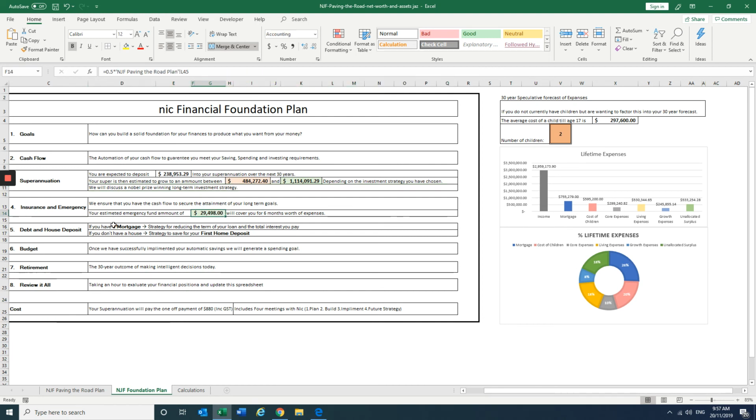The next is my emergency fund. If I'm spending $60,000 a year, my estimated emergency fund of $29,498 covers 6 months worth of expenses in case something happens to me and I can't work for 6 months. Home, yep, paying off your mortgage quicker or saving for a first home. There's strategies for both. Budgeting, this links back to cash flow, but successfully setting a savings goal or spending goal for yourself to try and work out how much you're spending, or try and keep on top of where you're spending. Retirement, 30-year outcome of making intelligent decisions today, makes sense, and then reviewing it.